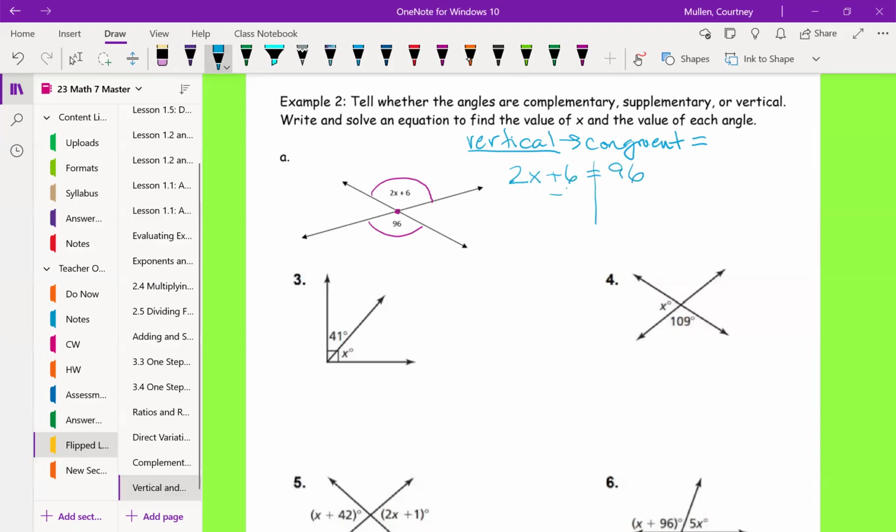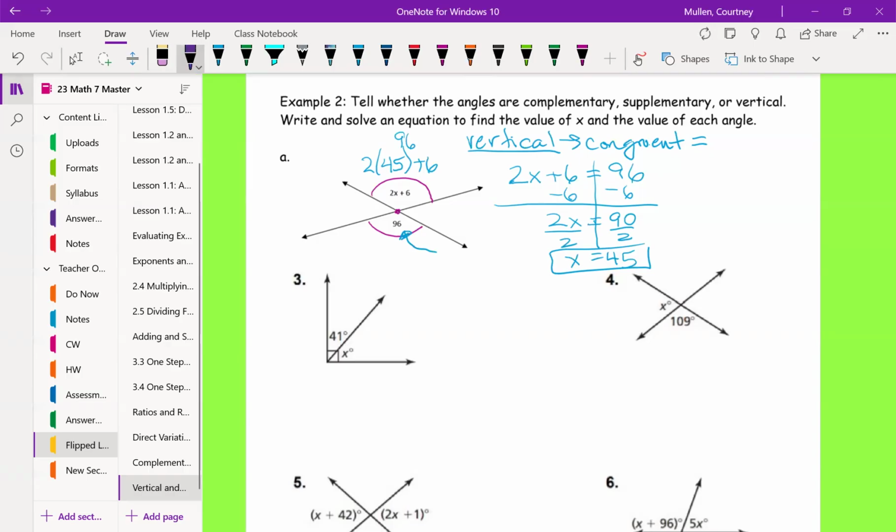Now, when we solve for x, x equals 45. And so if we substitute to find out this measure, 2 times 45 is 90, plus 6 is 96, which is what this angle was. And that's good news because vertical angles should have the same measure.